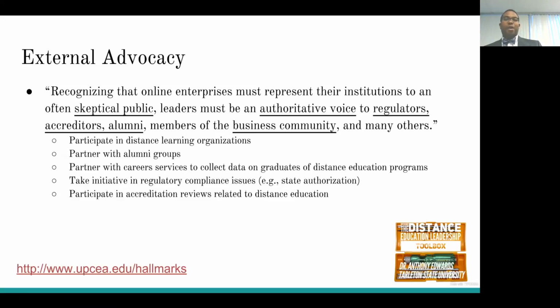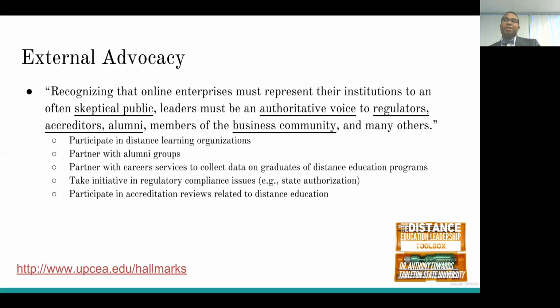But we have to figure out how we can be the authoritative voice and communicate effectively to regulators, accreditors, the alumni, and the business community. We can do that by participating in distance learning organizations like TBUG, and potentially having some kind of policy subcommittee or committee within TBUG. Partnering with alumni groups, and getting distance learner alumni involved in the alumni groups.